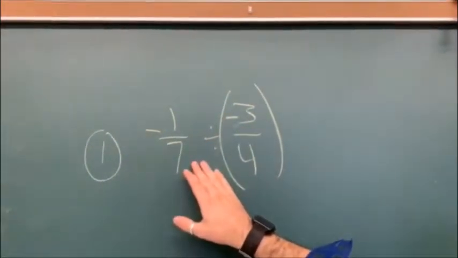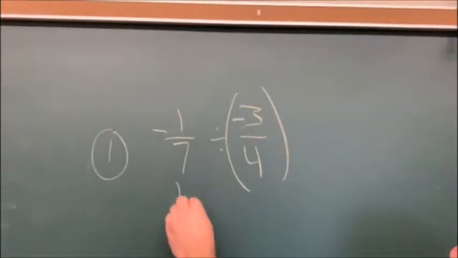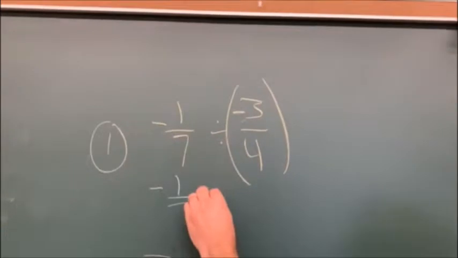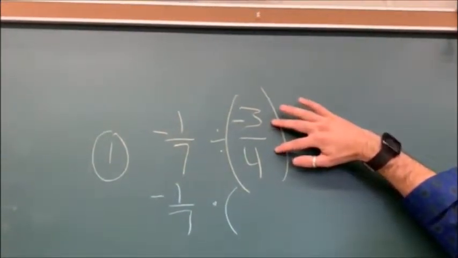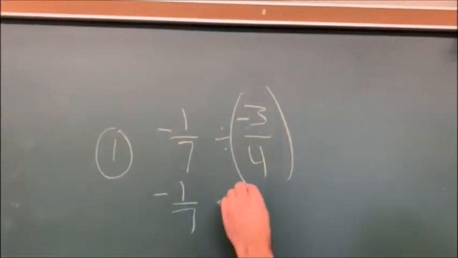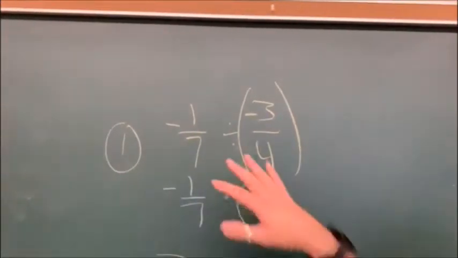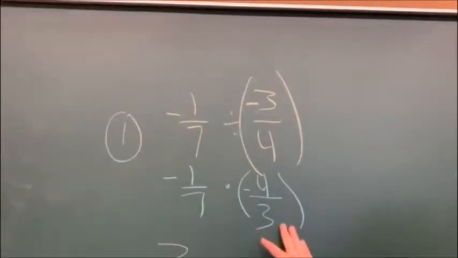So instead of doing this division, we are going to just multiply by the reciprocal. So I'm going to keep my first fraction, and I'm going to change my division to multiplication, and I'm going to multiply by the second fraction's reciprocal. So I'm going to flip my fraction and get 4/3. And I'm going to keep it the negative. So all I did here was I changed my division problem into a multiplication of its reciprocal.